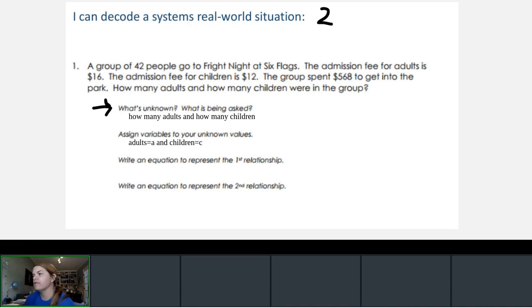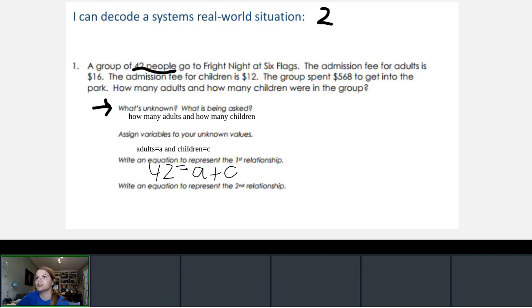Okay, so the first thing it says is to write an equation to represent the first relationship. So the first relationship is we know that there are 42 people that went. So if I go back and say, okay, 42 is the total number of people. Who makes up the 42? Adults and children. So if I take the number of adults plus the number of children, I should get 42. So our first relationship is A plus C equals 42.